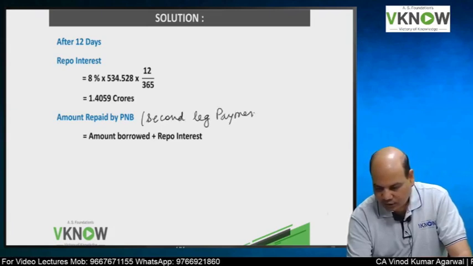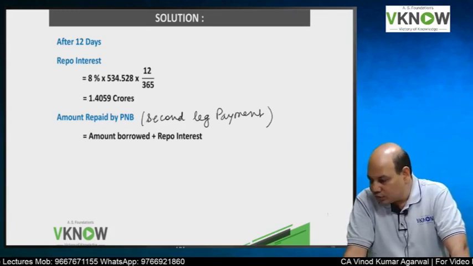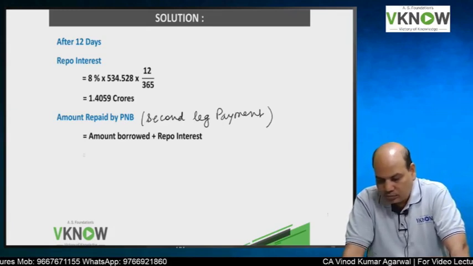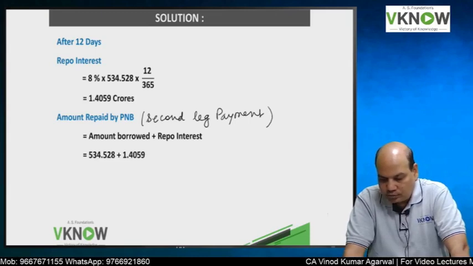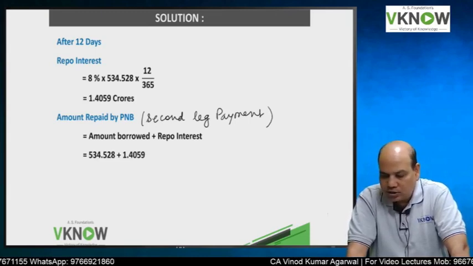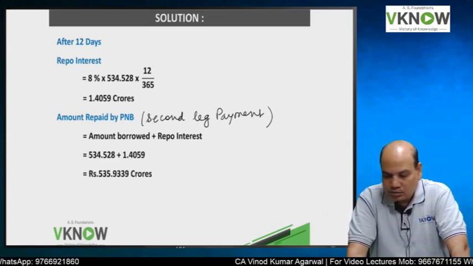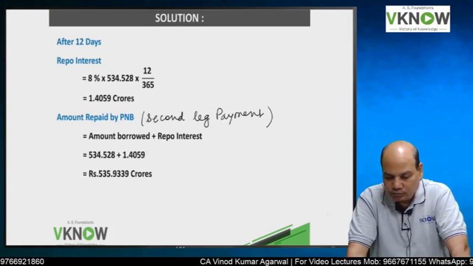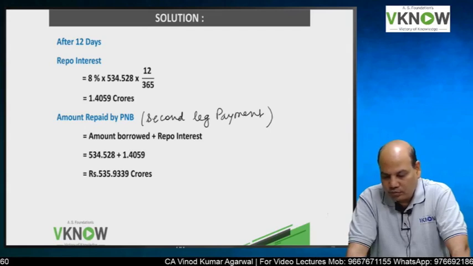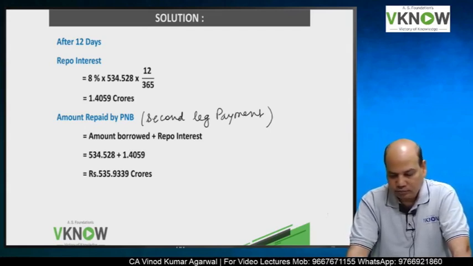This is called the second leg payment. So this is equal to the amount borrowed, 534.528, plus repo interest 1.4059. That comes to 535.94. You can round off. Okay, 9339 is okay. This is the amount repaid.